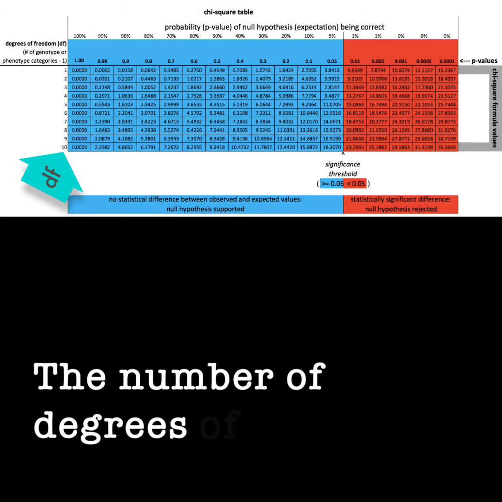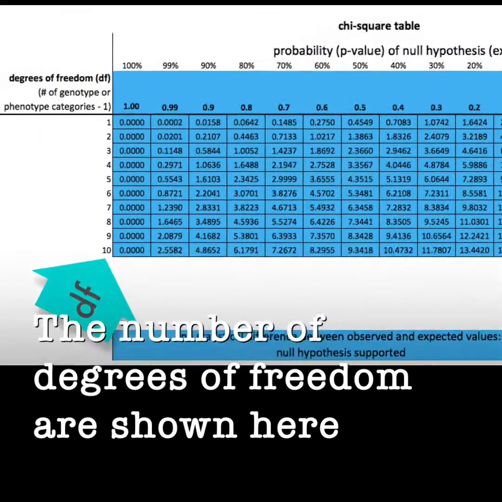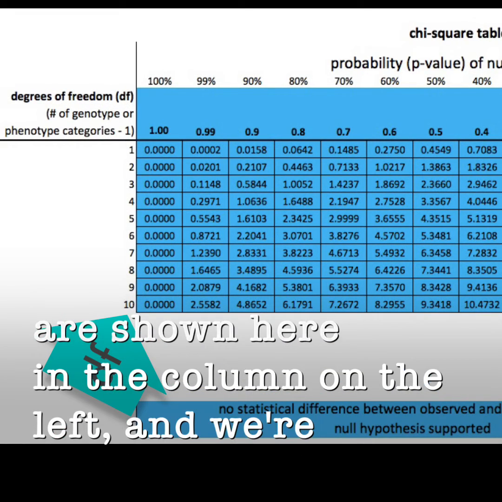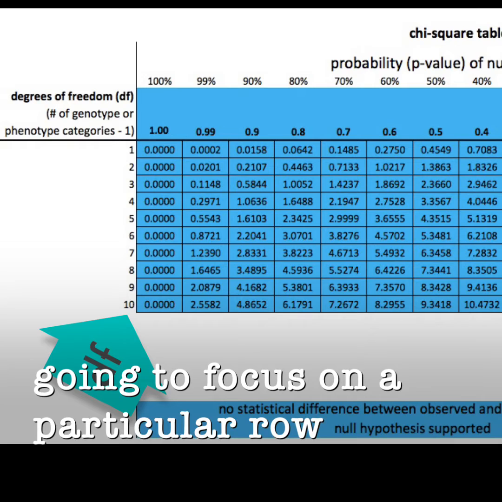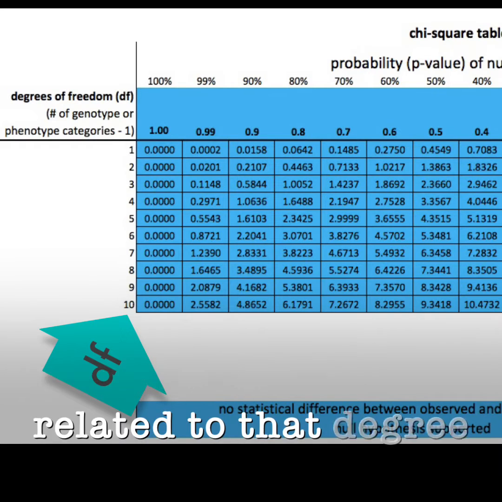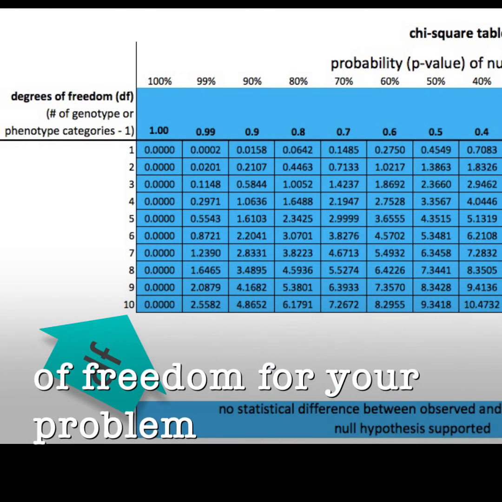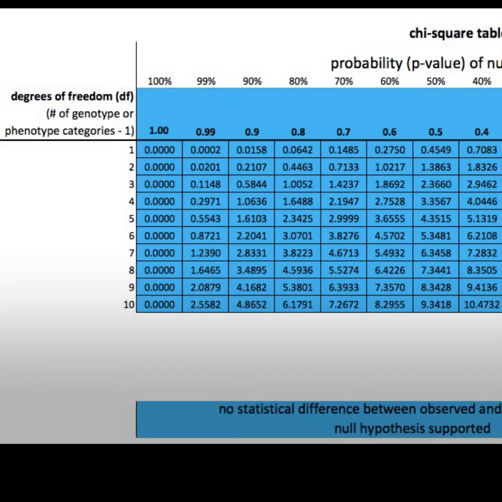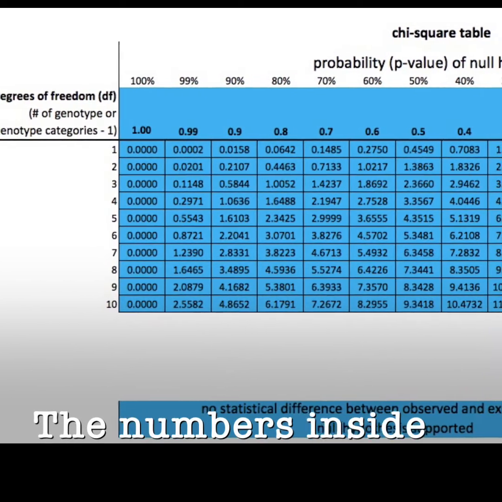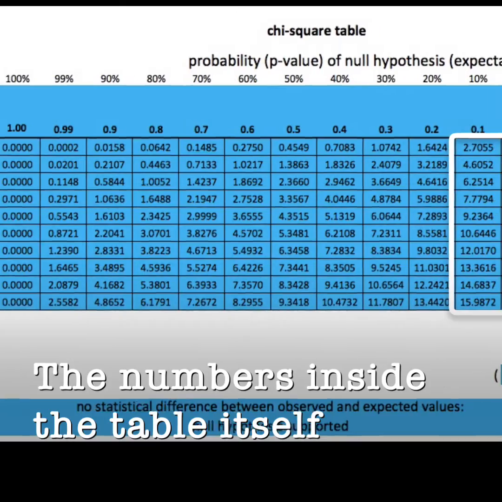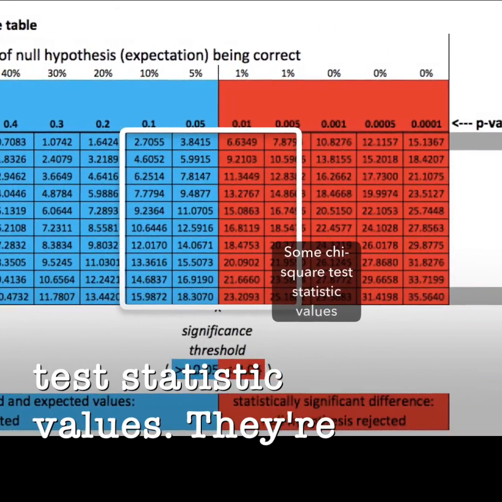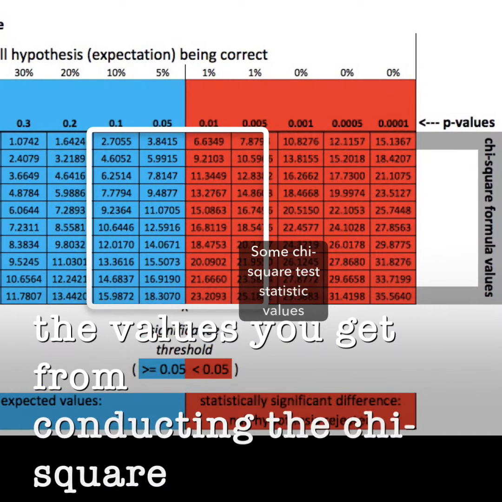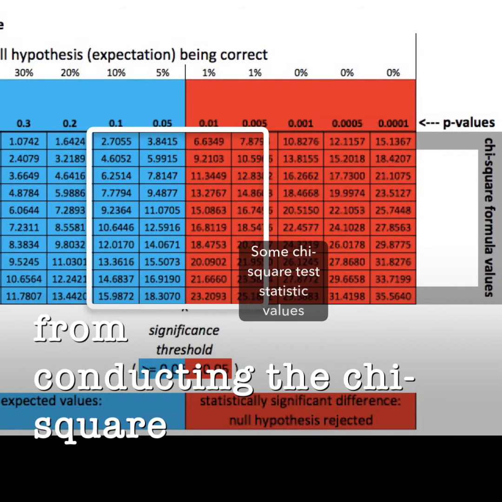The number of degrees of freedom are shown here in the column on the left, and we're going to focus on a particular row related to that degree of freedom for your problem. The numbers inside the table itself are the chi-square test statistic values. Those are the values you get from conducting the chi-square formula.